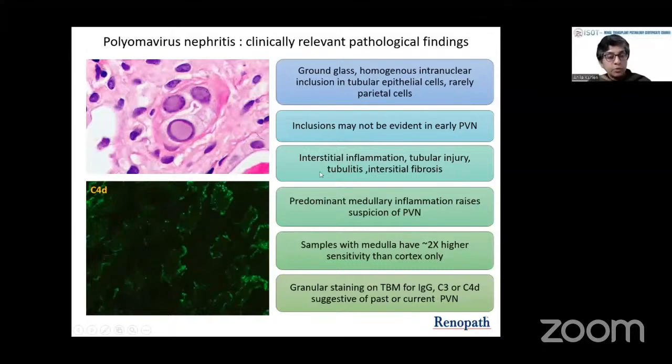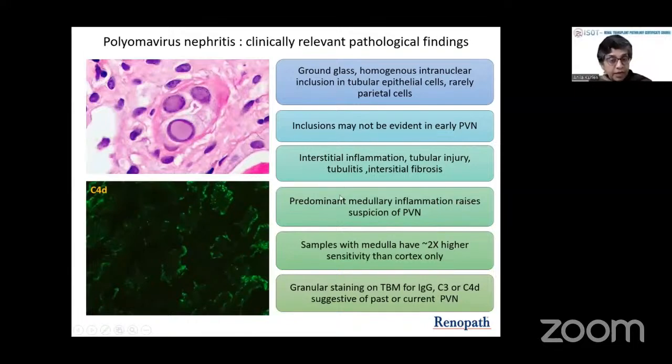And also, this virus is known to cause a lot of interstitial inflammation, tubular injury, tubulitis, and interstitial fibrosis. All this can look exactly like acute cell-mediated or chronic cell-mediated rejection. And they both can coexist, and differentiating them can be very difficult. So this is another point that you have to keep in mind.